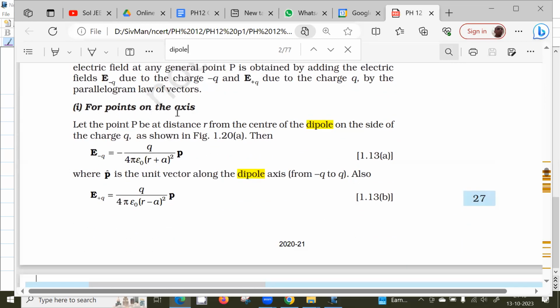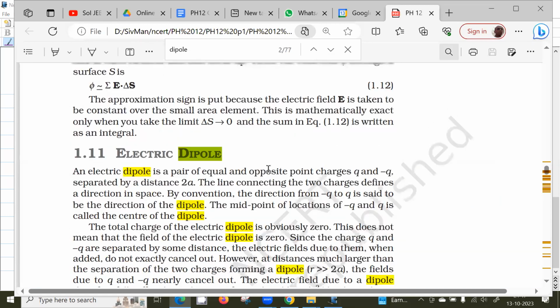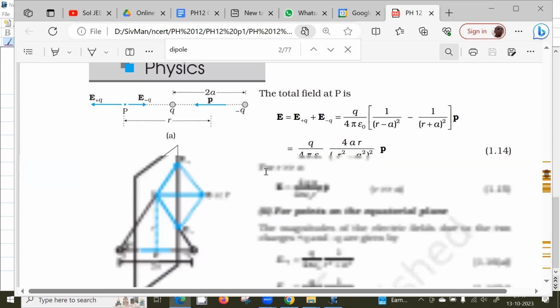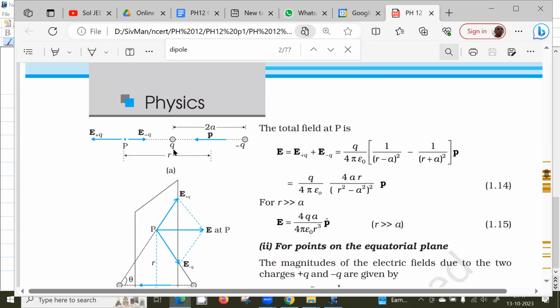So, define electric field on the axis. By the superposition principle, you have minus q and plus q separated by distance 2a. You're finding the electric field at this point on the left. The charge q is at a distance of r minus a, and the distance of minus q is r plus a. So that's why the electric field is given like this.